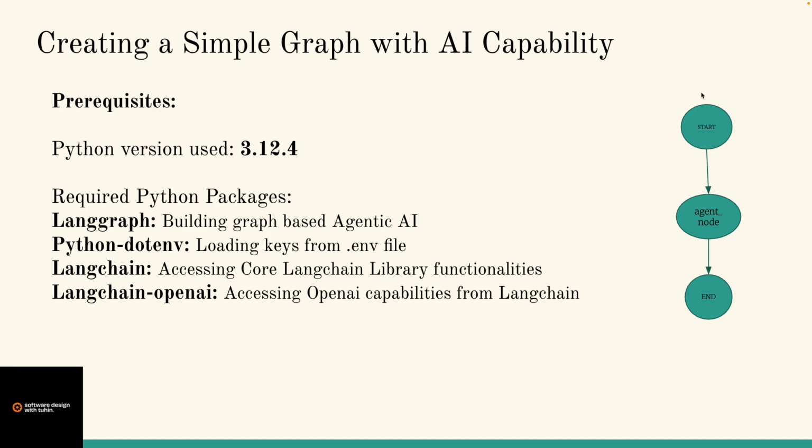And finally, we'll be creating a graph similar to the one available here. We'll have a start node, we'll have an agent node. The agent node will have the capability for interactions with OpenAI, and finally it will have an end. The agent node will also be responsible for storing the previous conversations in the memory.